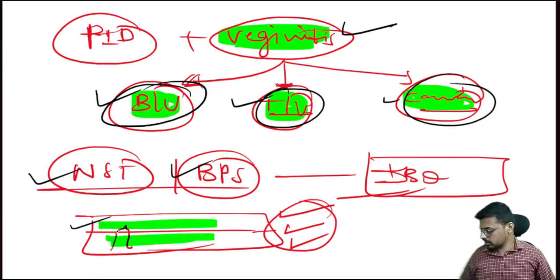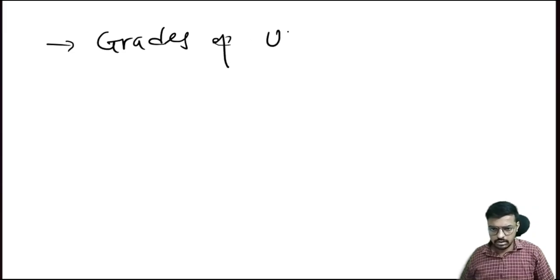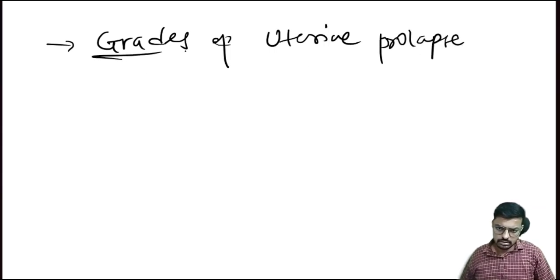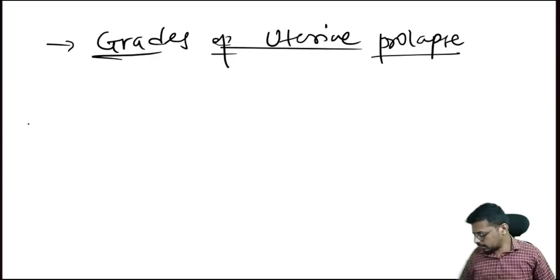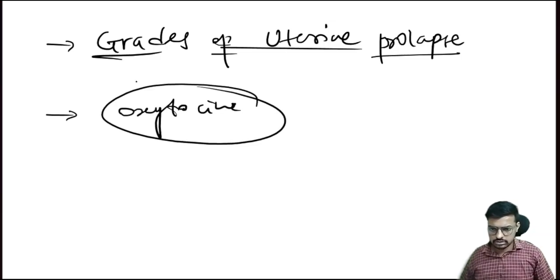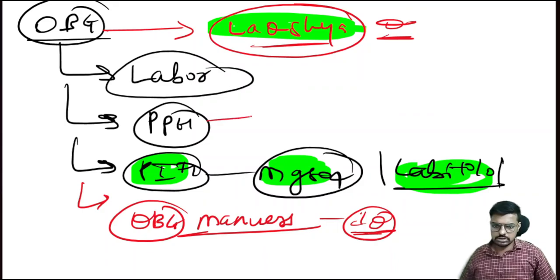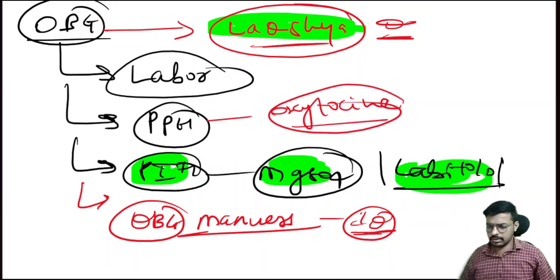Okay. So next are the most important questions which repeatedly come: grades of uterine prolapse. From here also questions come repeatedly. So then comes oxytocin. Never ever avoid this oxytocin. Questions will strike from this one. Okay, so then PPH, I have told you, postpartum hemorrhage. Here also we can write oxytocin and methergine in the management of PPH.